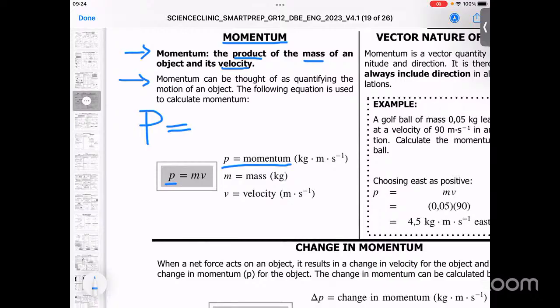The mass, obviously, in physical sciences, is measured in kilograms, very important. Velocity, you do know very well what a velocity is, and it's measured in meters per second. So that is why the unit for momentum will be kilograms multiplied by meters per second. So that's where that unit comes from for the calculation of the momentum. Very, very important, honorable member.